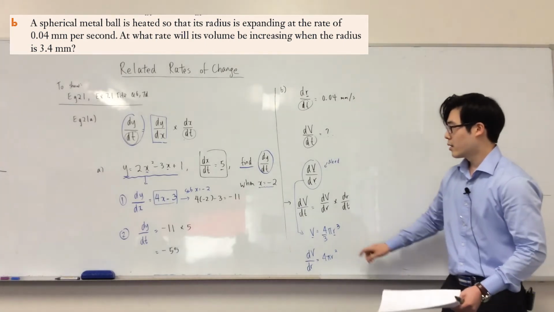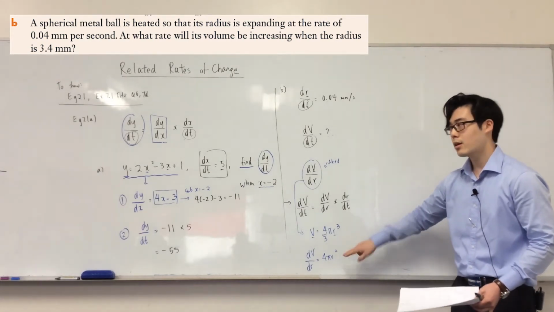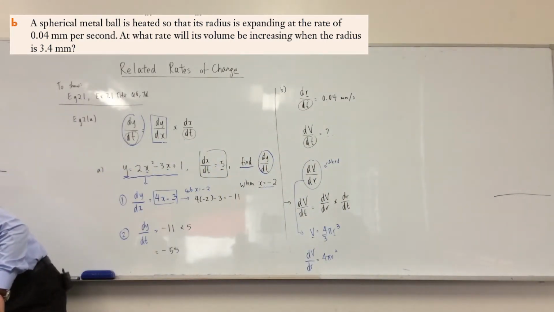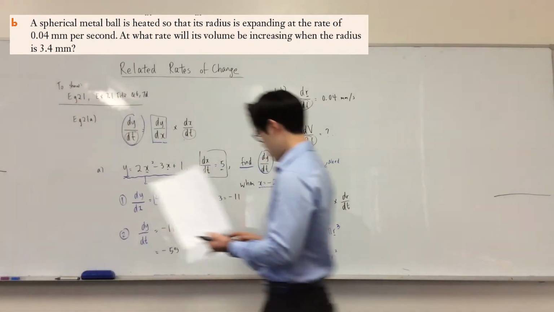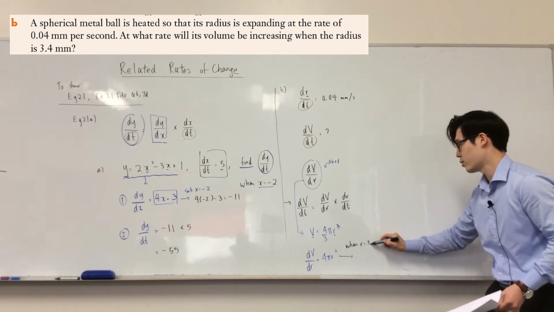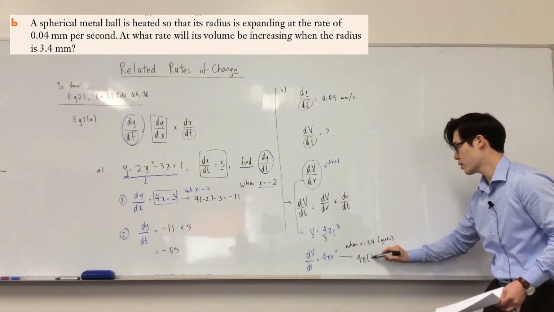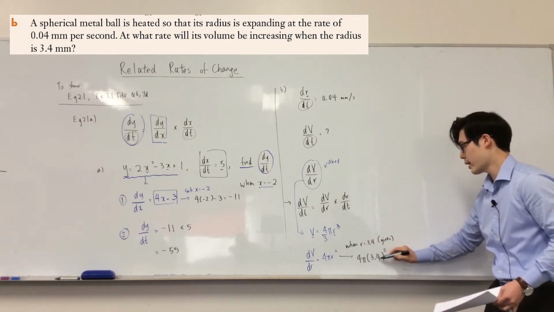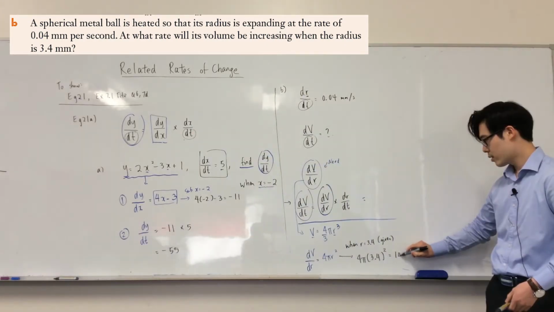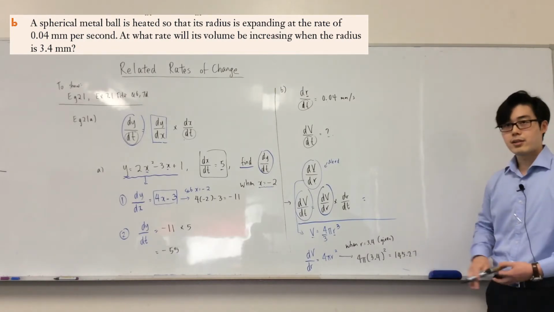Okay? Now, we know the expression, but we need an actual value for this. What else are we given in the question? We are also given the radius is? Yeah. When radius is 3.4, that's given. Okay. I'm just subbing it in. Whatever that value might be. Okay. Actually, I'll just check it up. Yeah, okay, so let's just assume that's right.